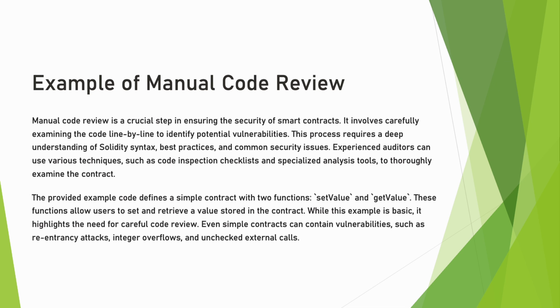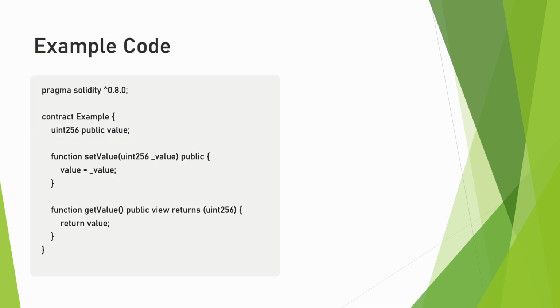The provided example code in the next slide defines a simple contract with two functions, set value and get value. These functions allow users to set and retrieve a value stored in the contract. While this example is basic, it highlights the need for careful code review. Even simple contracts can contain vulnerabilities such as re-entrancy attacks, integer overflows, and unchecked external calls.